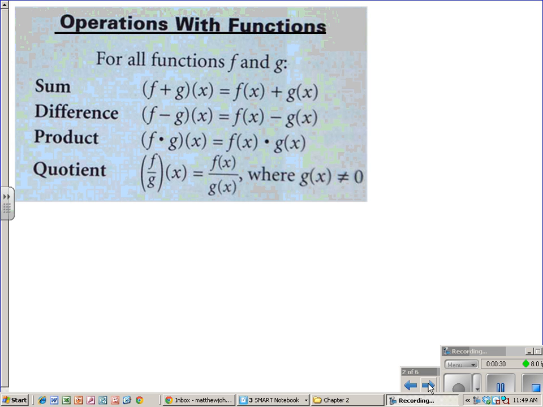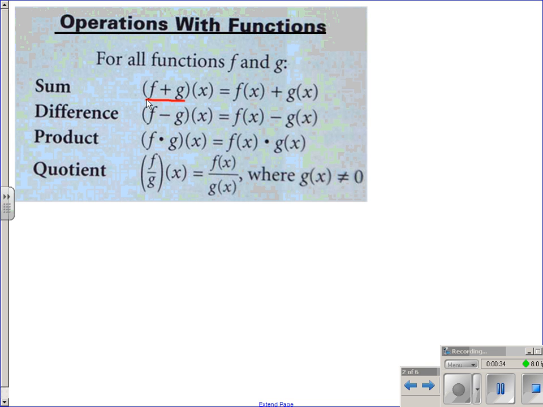So the operations: add, subtract, multiply, divide. This is what you'll usually see, f plus g. You just take function f, whatever it is, add it to function g. Same thing with subtraction, f of x minus g of x.